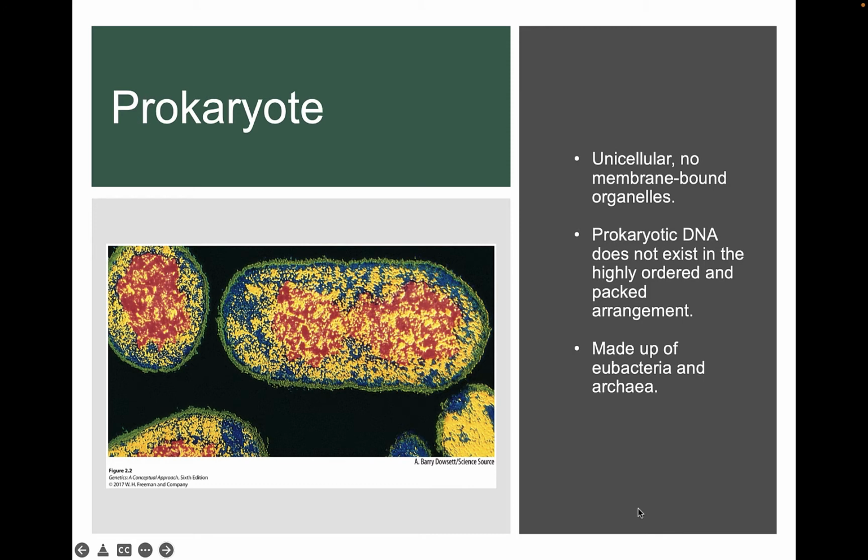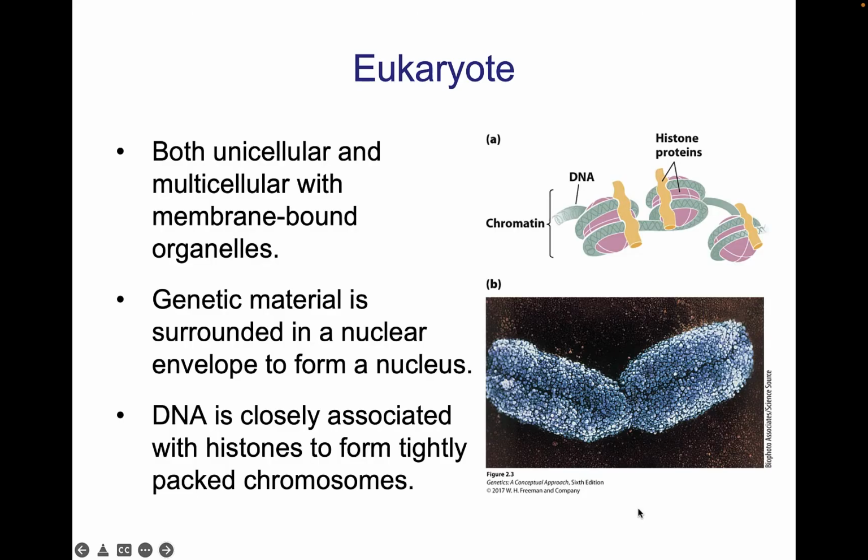Okay, so again, unicellular for a prokaryotic cell, no membrane-bound organelles, and made up of eubacteria and archaea. The eukaryotic cell has both unicellular and multicellular organisms. The genetic material is going to be surrounded by the nuclear envelope to form what we call a nucleus, and the DNA is typically linear, okay, and is associated or tightly woven with other proteins such as histone proteins, which help form the discrete chromosomes that we see if we were to look under a microscope.